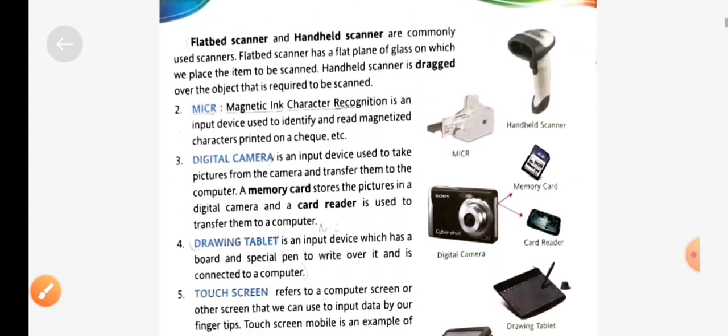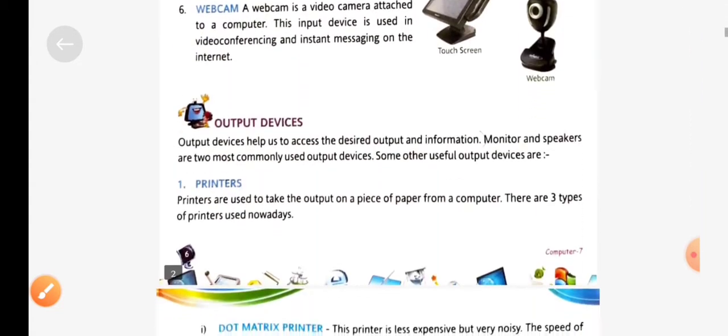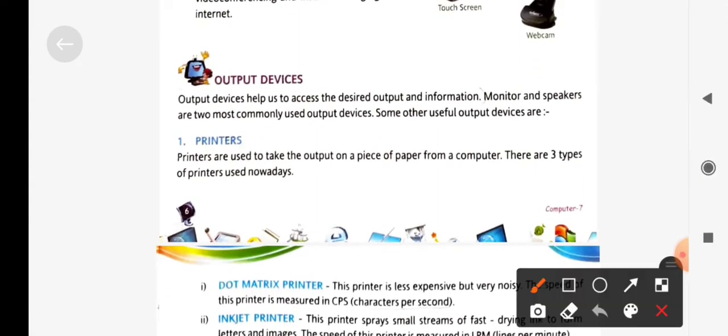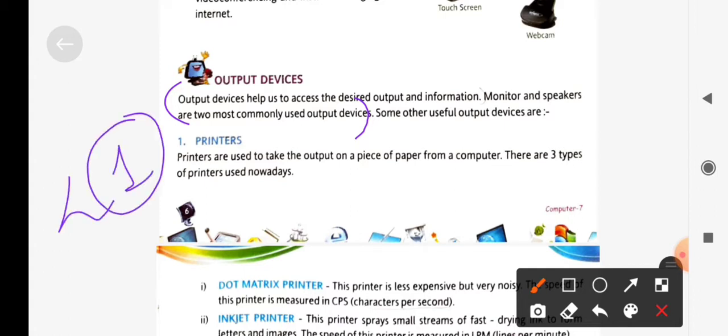After that you turn to page number 6, and over here we have what? Over here we have output devices. So start writing from the first line. Output devices help us to access the desired output and information. Monitors and speakers are 2 most commonly used output devices. Fine, only this much you write down firstly from the input device portion, after that from the output device portion. Now this is your long answer number 1.